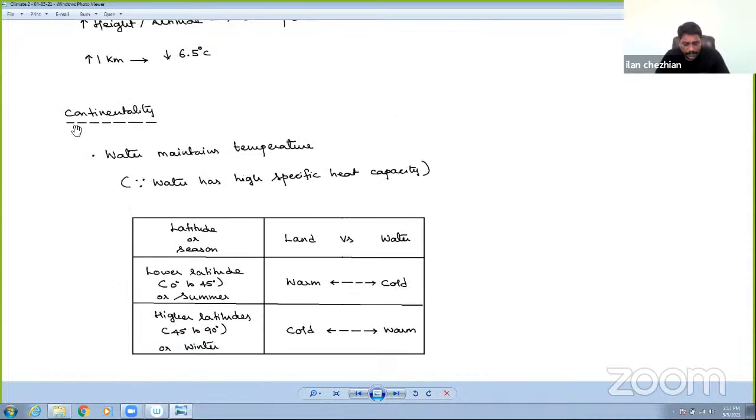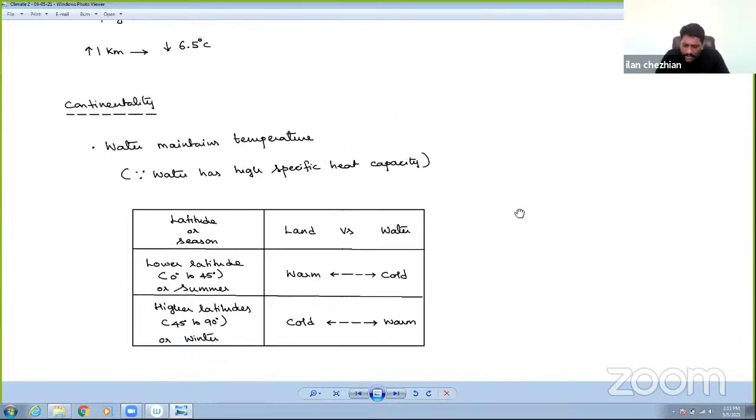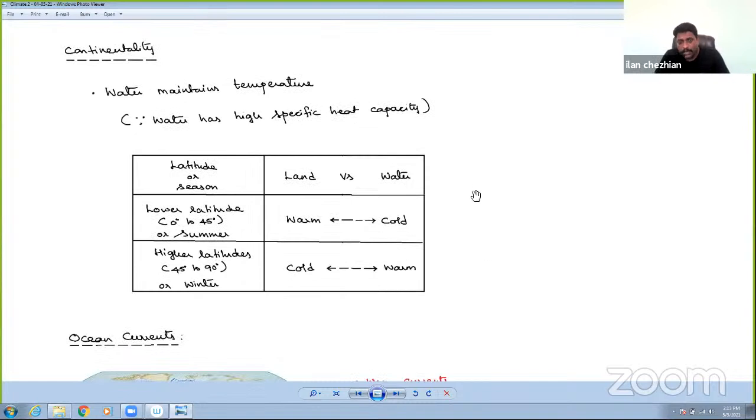Then we also talked about continentality. I said water has the ability to maintain temperature, my friend. Water has high specific heat capacity, we said. Water maintains temperature. In what way? Water does not become very hot, nor does it become extremely cold. Water always moderates temperature, my friend. That's the reason coastal regions will not become too hot, and similarly, coastal regions will not become too cold.